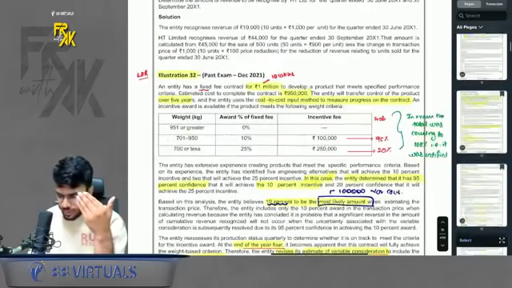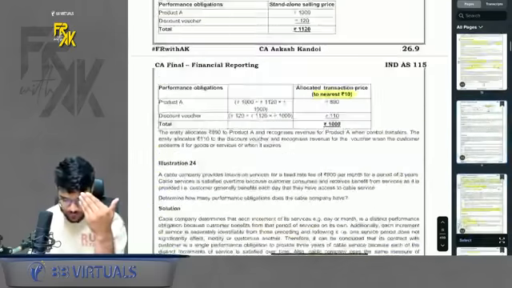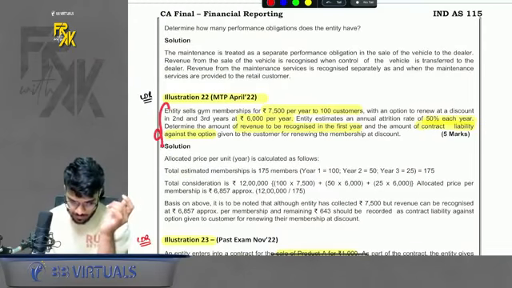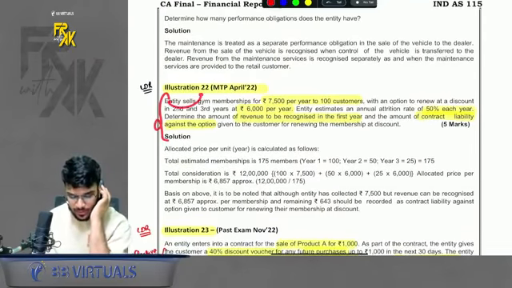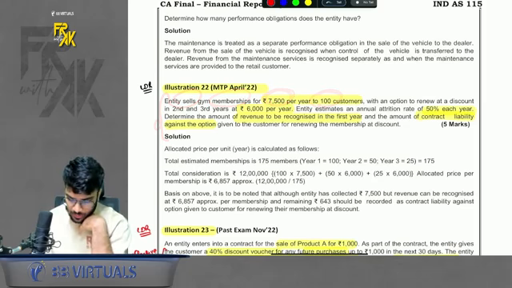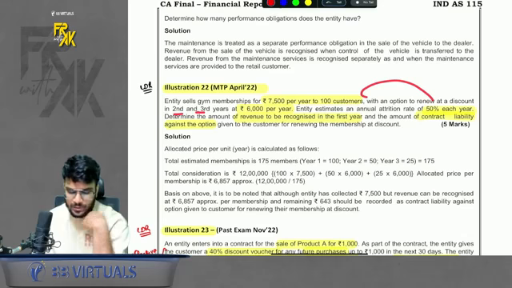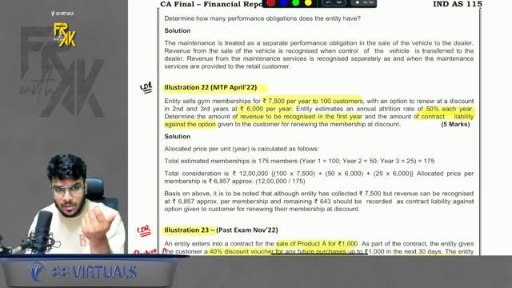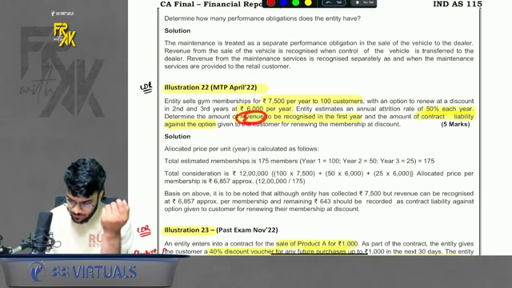See, I'm not revising all the questions, but I'm going to focus more on the questions which are crucial or which are tricky. Okay. First of which is this membership question. It says that an entity sells gym membership for 7,500 per year to 100 customers. Okay. And if they renew in the subsequent years, you will charge only 6,000 per year. Attrition rate is 50%. That means 50% of consumers won't renew. Okay. We need to check how much is the revenue in the first year and the liability in the first year.